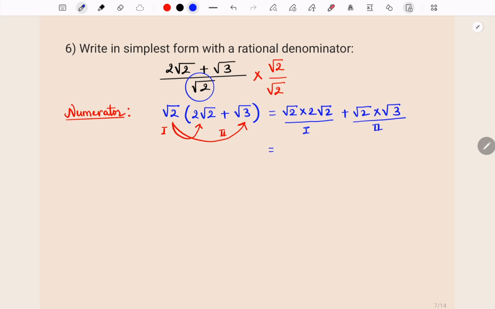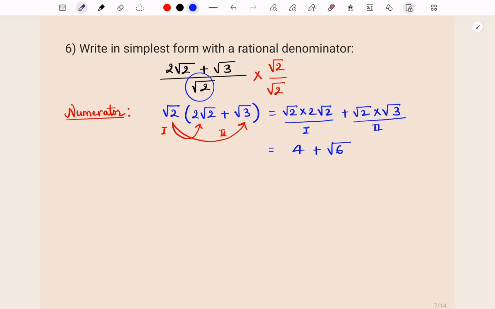Now let's solve this expression. Root 2 times root 2 is 2, and 2 times 2 is 4. So the result of the first multiplication is 4. And here we have root 2 times root 3. So that is root 6. That is the result of the second multiplication, 4 plus root 6.